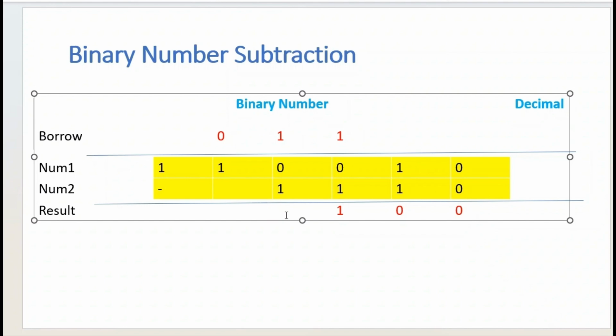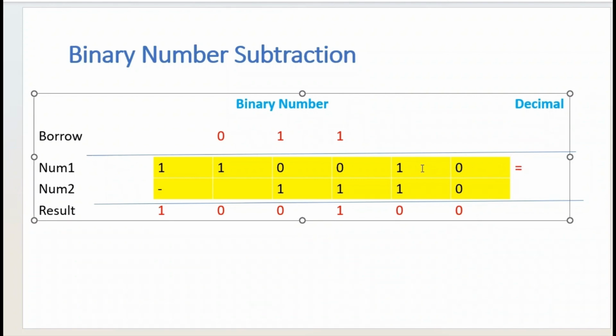Then here 1 minus 1 is 0. And for this, okay, so 1 minus 0 is 1 here. Now this 1 became 0. 0 minus 0 is 0 and here it is 1. Okay, so let's see the decimal equivalent, then we can verify that our subtraction is right.